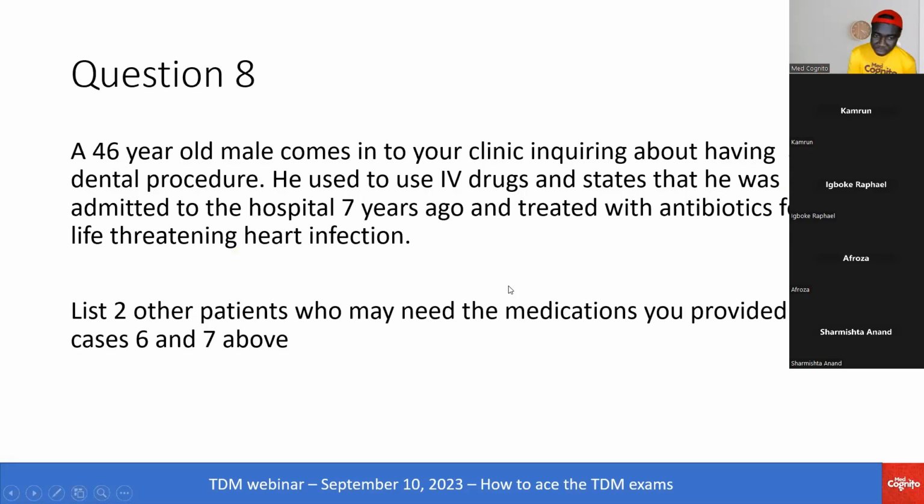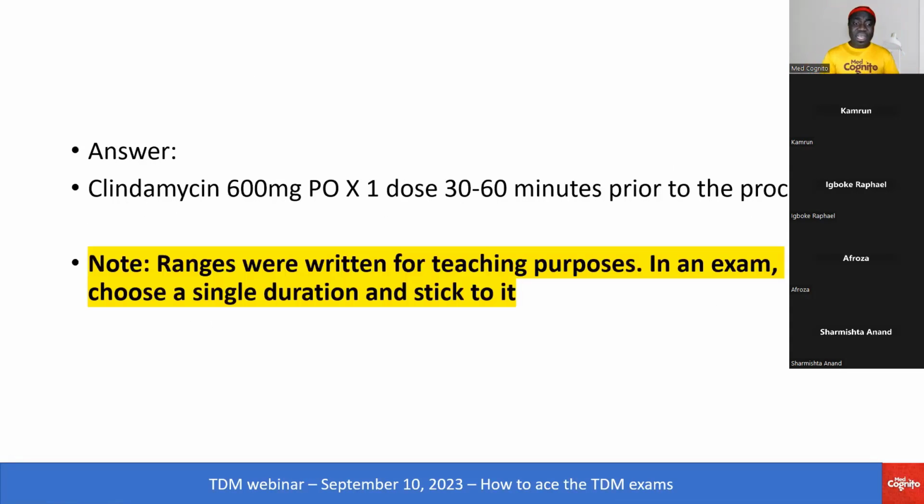Okay, good. I have a question. Please ask. The 30 minutes to 60 minutes, do we say 30 to 60 minutes in the exam or do we just say 30 minutes or 60 minutes? Just say 30 minutes or 60 minutes. Remember that the ranges were written for teaching purposes. In the exam, choose a single duration. So if you write clindamycin, 600 milligrams, PO times 1, 30 minutes before the procedure, you are right. Clindamycin, 600 milligrams, PO times 1, 1 hour before the procedure, you're also right. What if I say 45 minutes? You're also right.